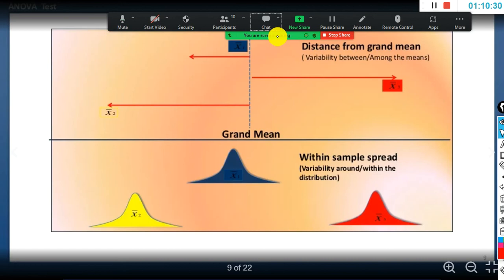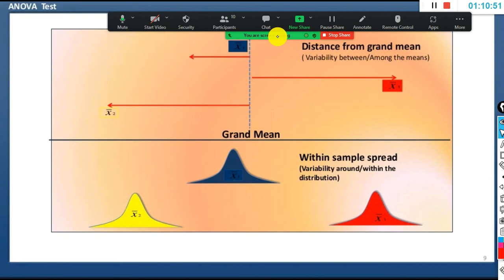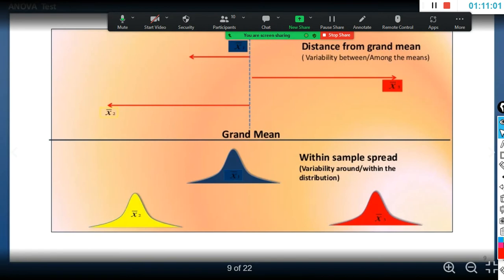Okay, in simple terms, the numerator is the distance from the grand mean, how far each group's mean is away. This is how the F statistic needs to be computed. The formula is very simple: how far each group mean is away from the grand mean, and the within-sample spread. Let's say the mean is here for this group, right in the middle, in the case of a normal distribution. How far is each value from this group mean?